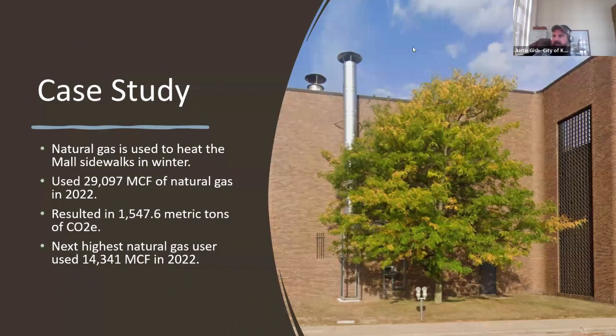This is the boiler here that heats the sidewalks downtown, which produced almost 30,000, or 29,100, metric cubic. Where are we at? No, that's the metric cubic feet.